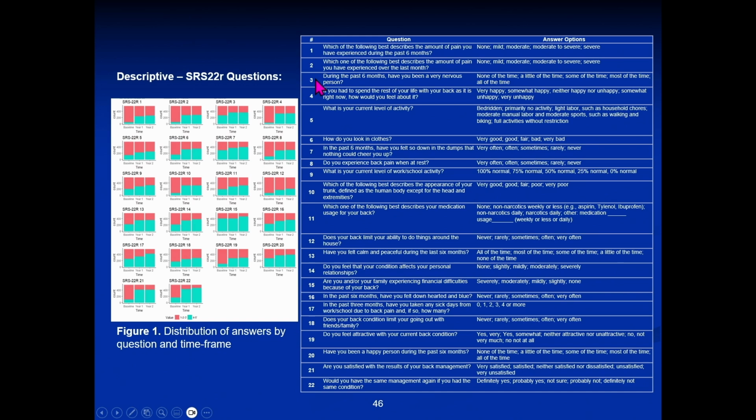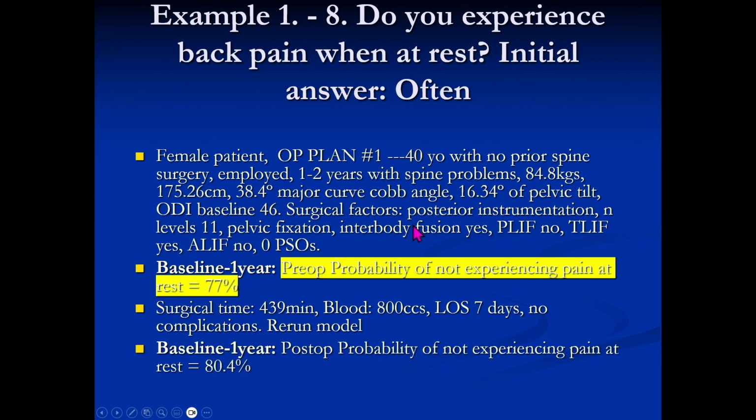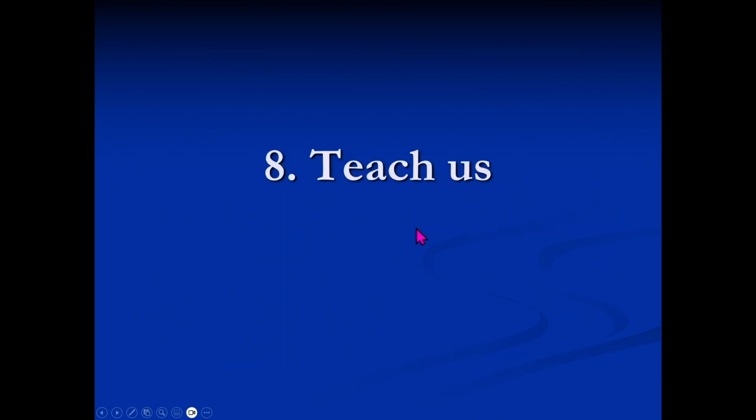Well, actually, our most accurate predictive model was a model of the SRS-22 individual question answers at 2-year follow-up. All these questions are, will I look better in clothes? Am I happier? Will I be able to return to work? Is my back pain less? These get to very specific patient preferences. Like, for example, in this example, patient wanted less back pain at rest, and we could predict on the front end, the likelihood of that was about 77%. And then post-op, patient didn't have a complication, we can adjust the model that the likelihood is about 80%.